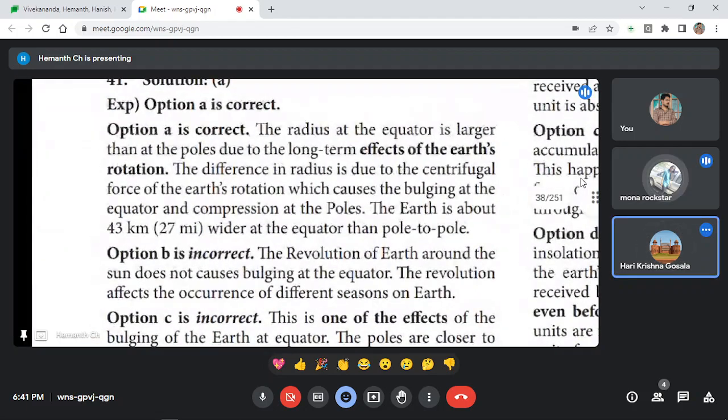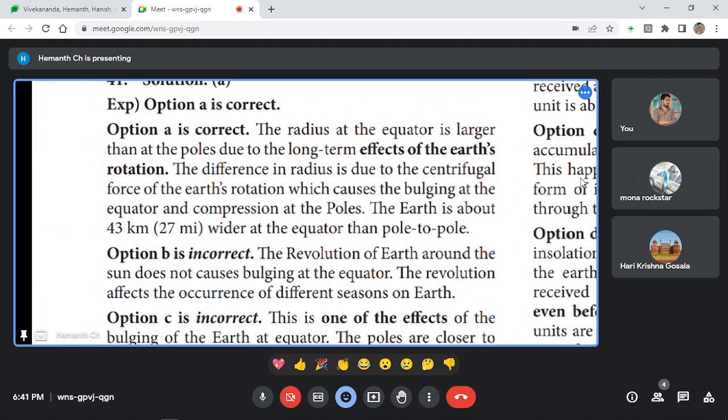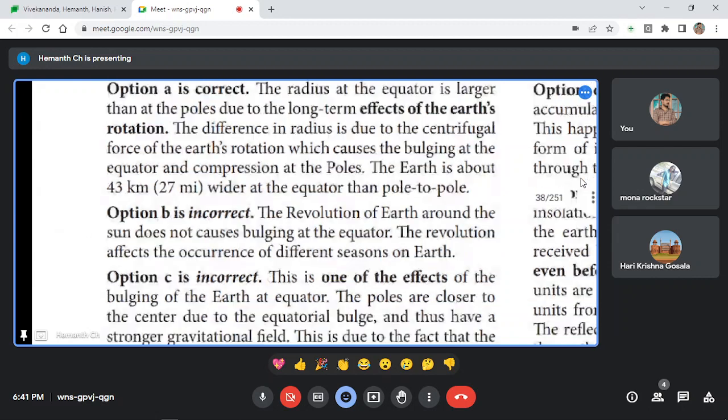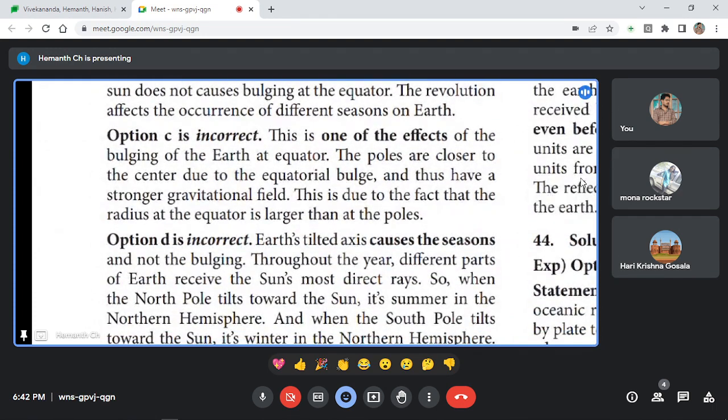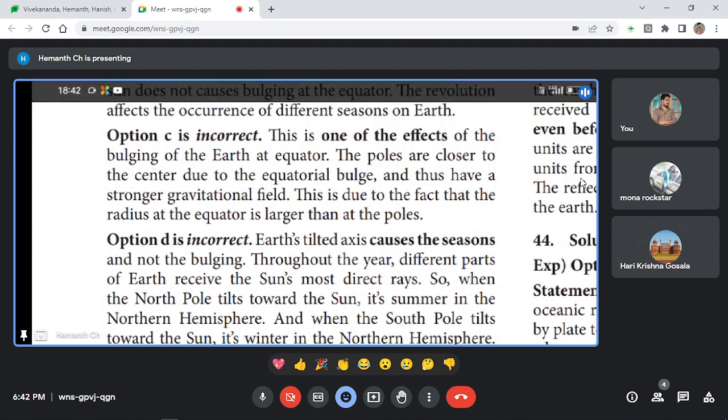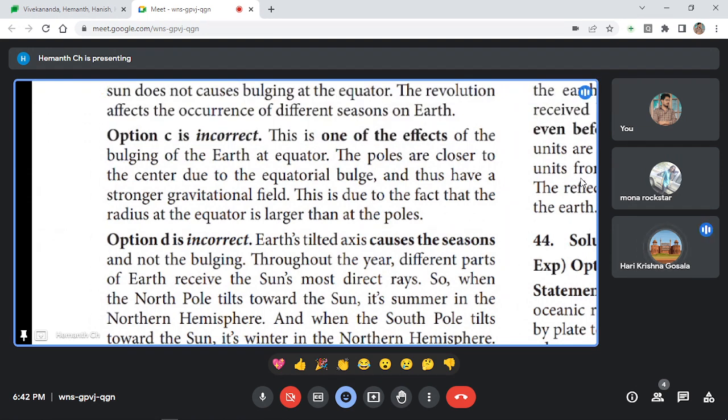The radius at the equator and at the poles differ due to the long-term effects of Earth's rotation. The difference in the radius is due to the centrifugal force of the Earth's rotation, which causes bulging at the equator and compression at the poles. The Earth is 43 kilometers wider at the equator than at the poles. The revolution of Earth around the Sun does not cause any bulging at the equator. The revolution affects the occurrence of the different seasons on the Earth.